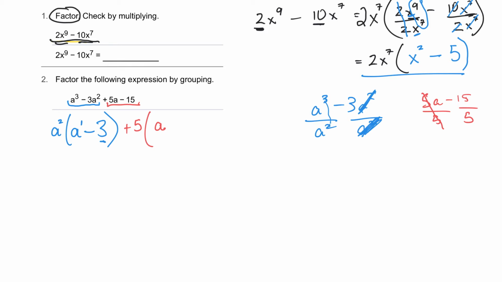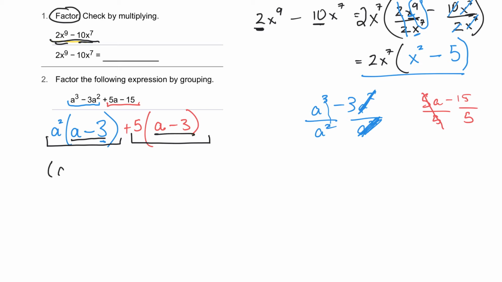15 divided by 3 is 5, so it'll be a minus 3. Now when you're group factoring, at this stage, you're looking at this term and this term, and you're looking for a common factor. In this case, I've got a common factor of a minus 3. Just this piece right there is common to both of those.